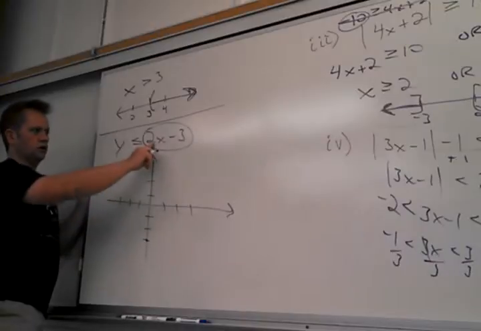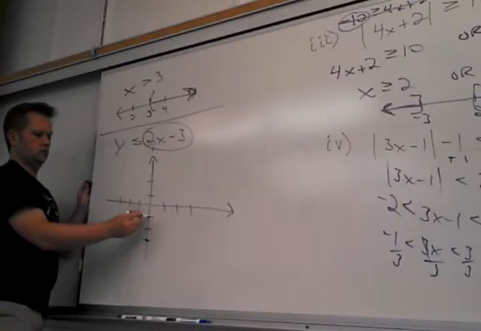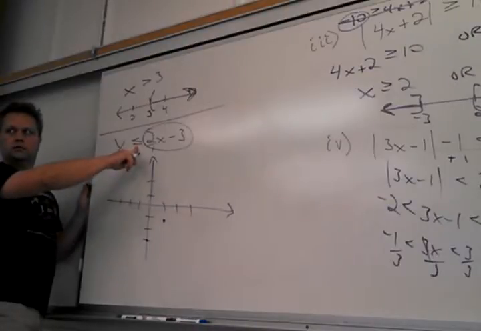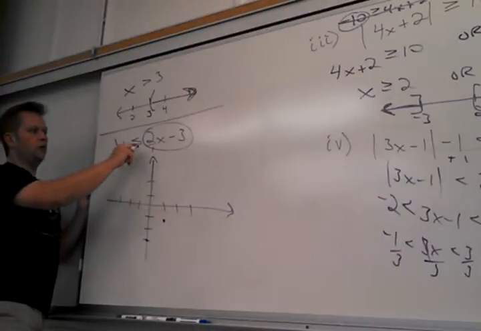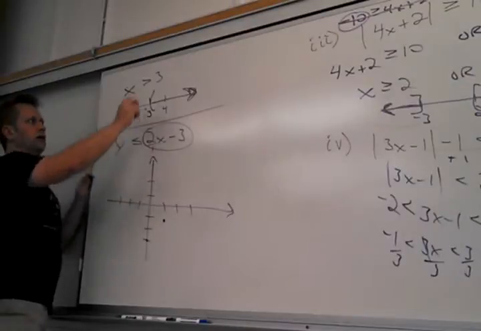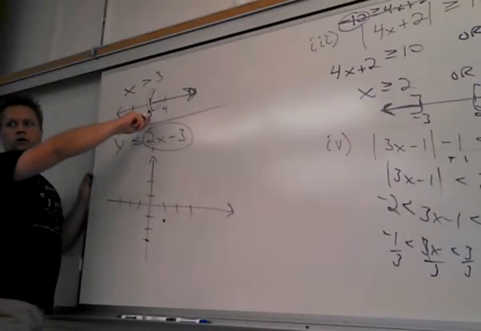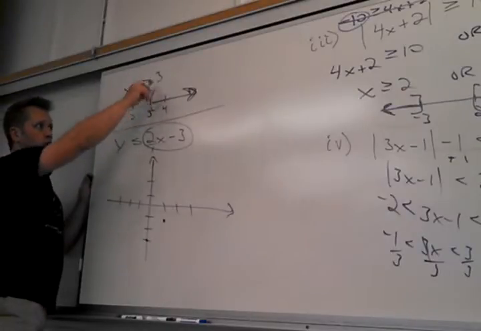Yeah, -3, and then it tells me to go up 2 over 1. Would it be included or not? Yes. So all the points on the line work. Sort of like this was not included. So I don't want to include it, because 3 doesn't work. But if this would have been like this, then I would have included 3.